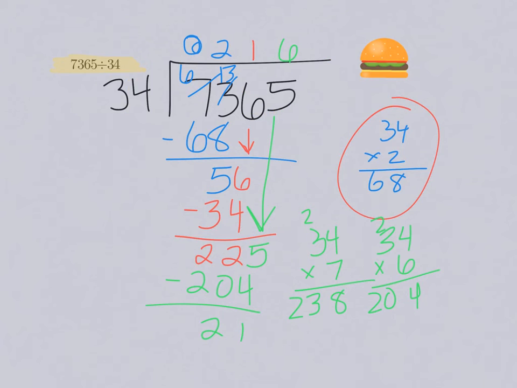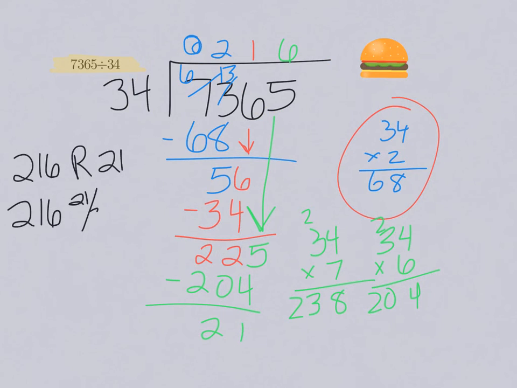So to properly write my final answer, I can write it as a remainder, in which case it would be 216 remainder 21, or I can write this in fraction form as 216 and 21/34ths, remainder going in the numerator, divisor going in the denominator. Okay, so either of those answers would be appropriate for this problem.